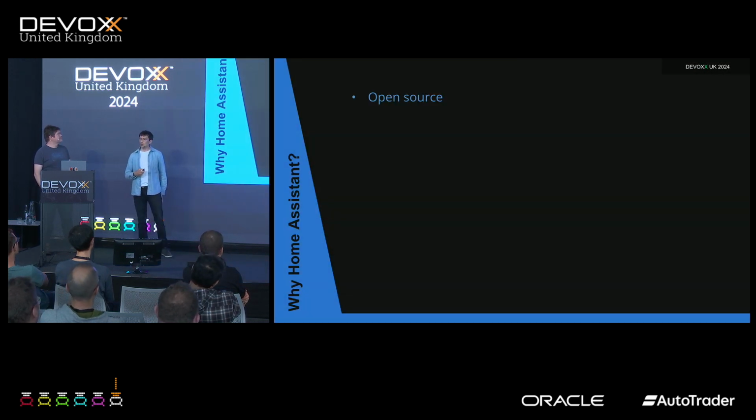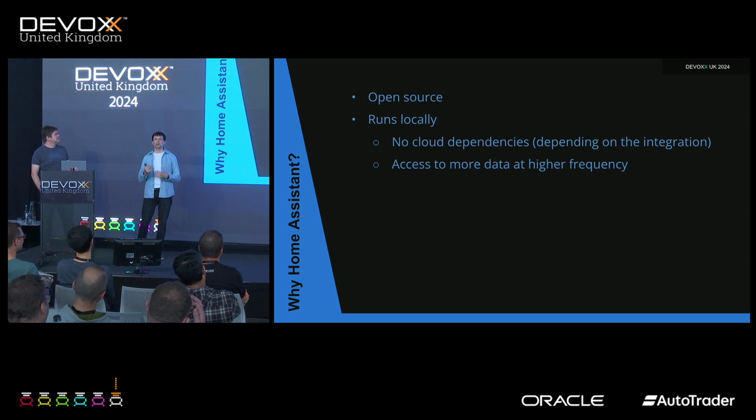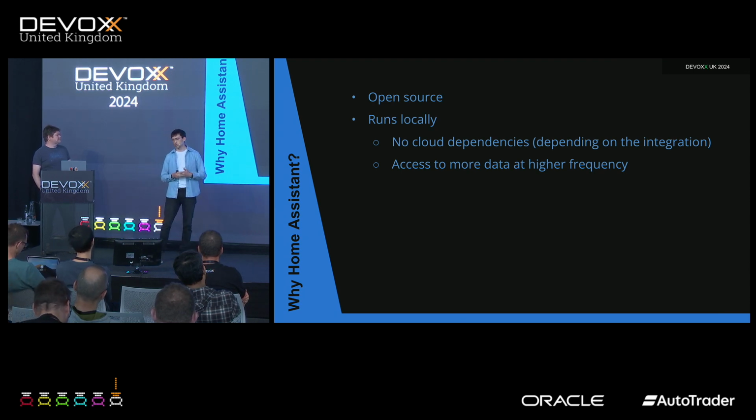So before, a little bit more about Home Assistant. As I said, it's open source. It runs locally, so that's quite cool, because there are a lot of integrations that don't need any cloud dependency. So even if internet is down, it can still run. And when it's local, it means you can collect a lot more data. For instance, I've got solar panels at home, and I've got a power meter on them, and that runs locally, so I can get power measurement every second.